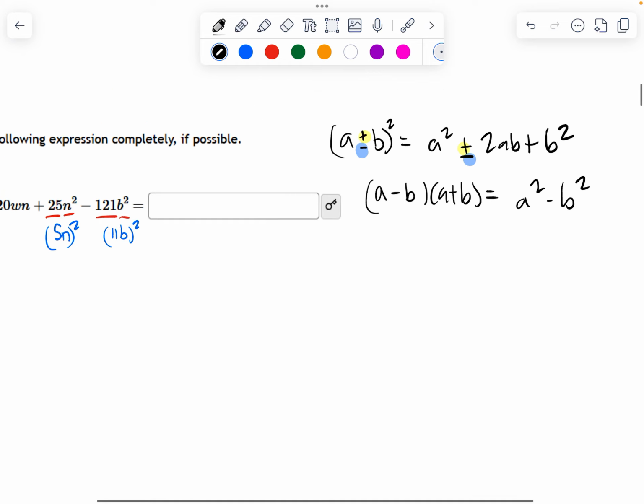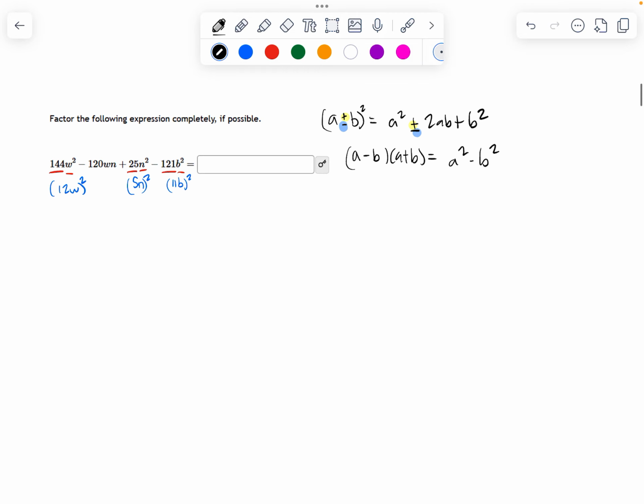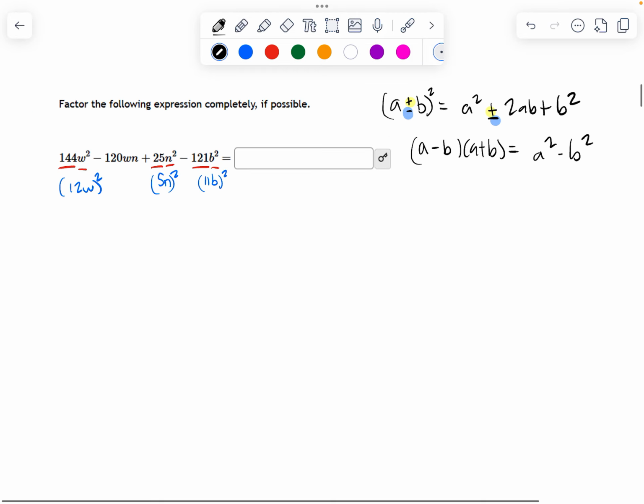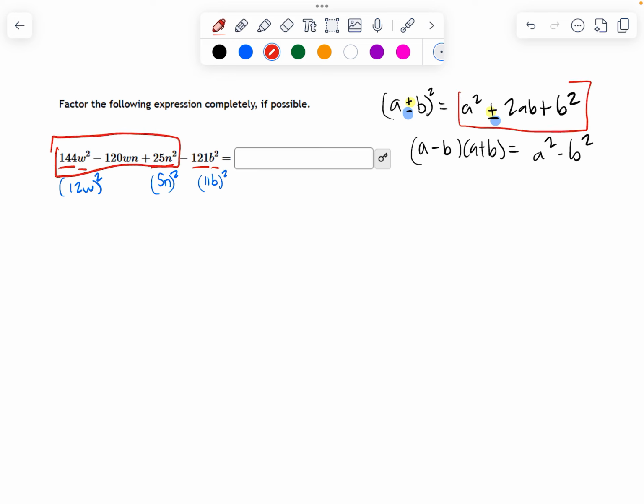Okay, so when I'm looking at that, I'd say, all right, well, when I'm first looking at this, we have a lot more than just 2 things, right? We have 4 things. But I'm going to break this down. I'm going to say, okay, what if I just look at the first 3 things on their own? If I look at just these, do I have my perfect square trinomial?